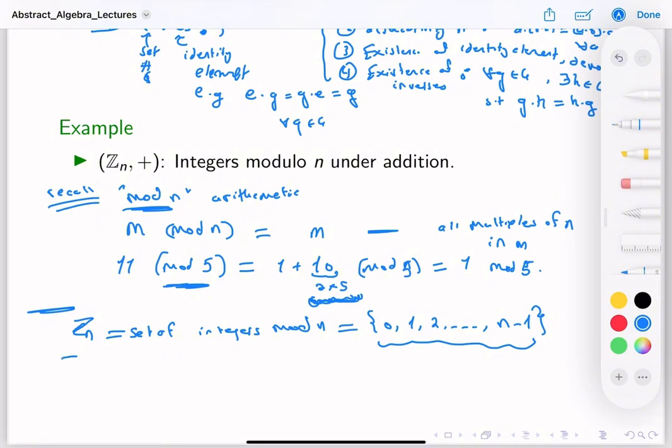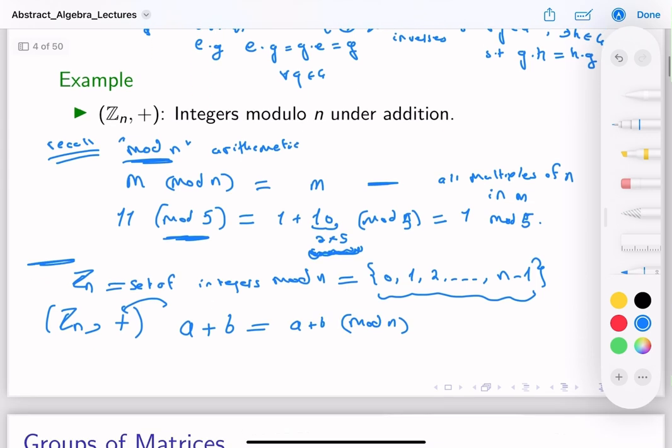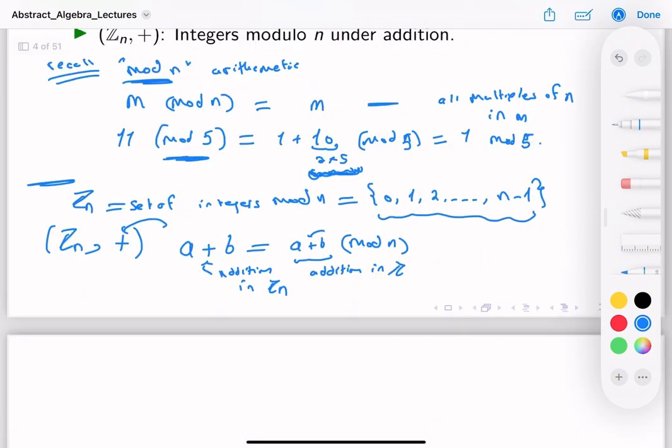And what we're going to do is equip this set with the addition operation, and we're going to define it in this way. We're going to define a plus b to be a plus b modulo n. So let me just tell you what I mean here. This is addition in Z sub n, and this is addition in Z, right? So this is the usual addition that you do for the integers. So this is how we're defining the addition.